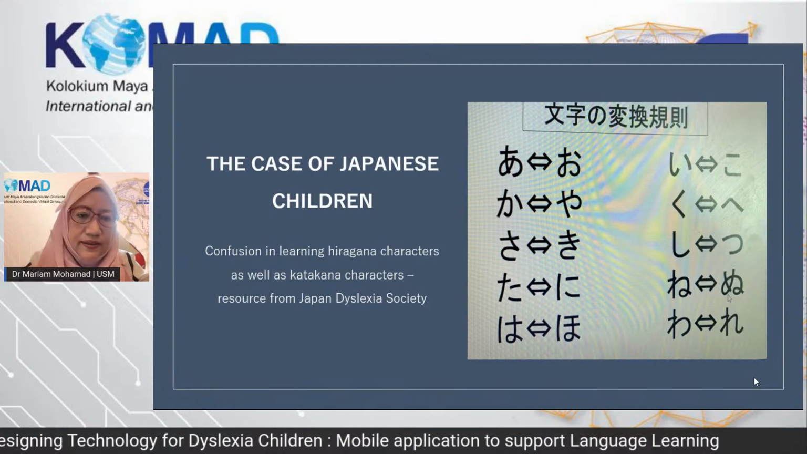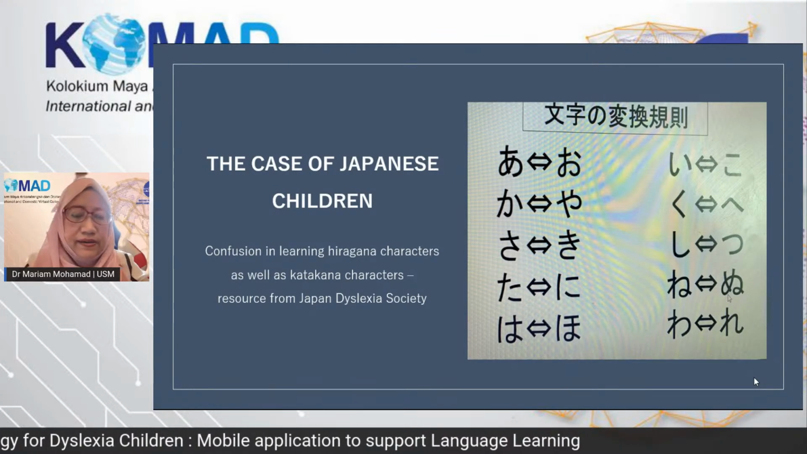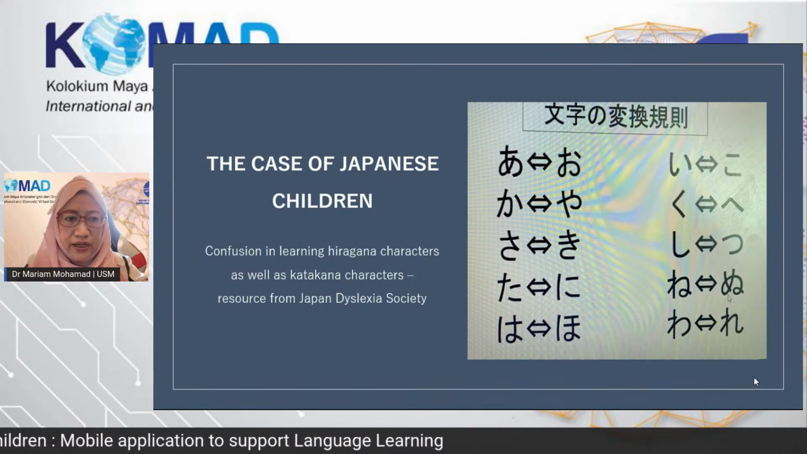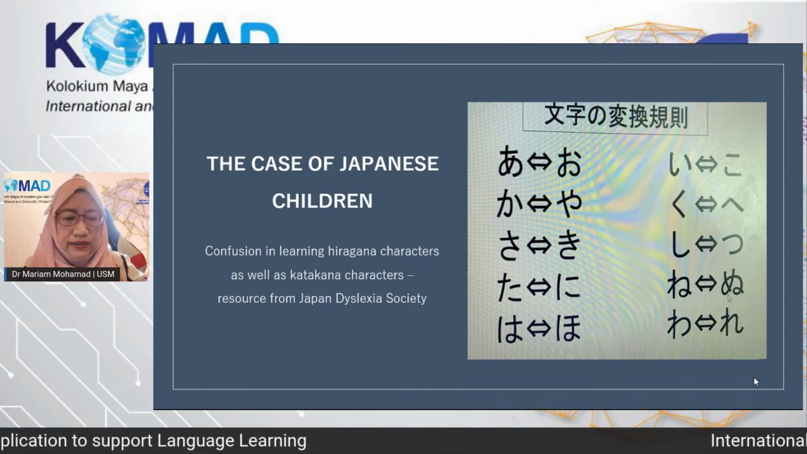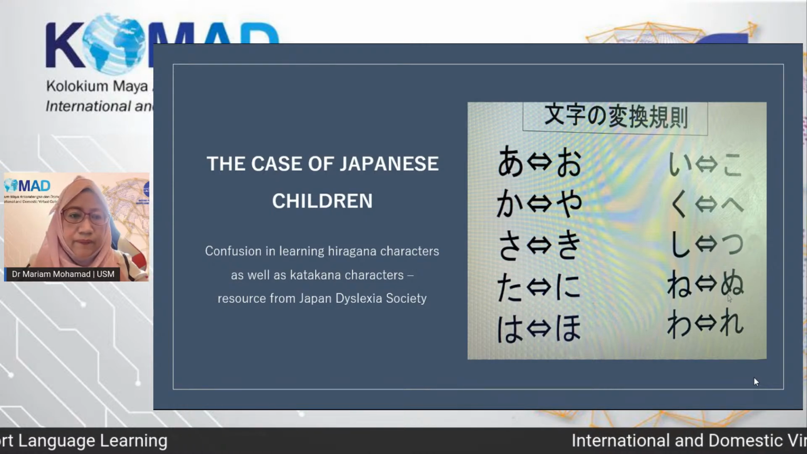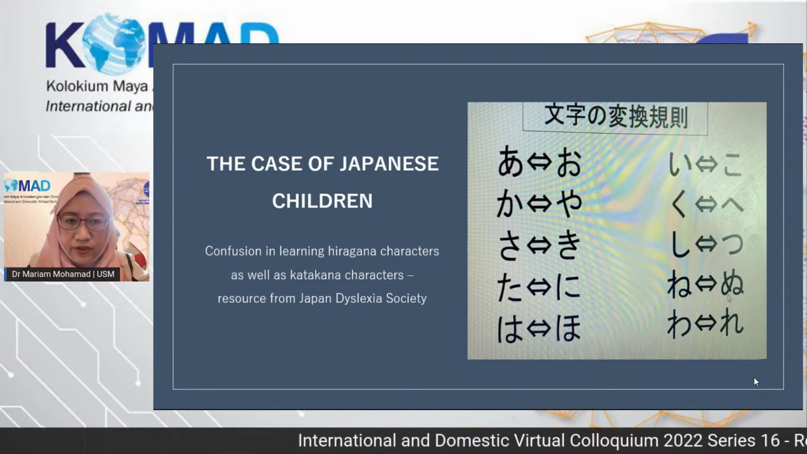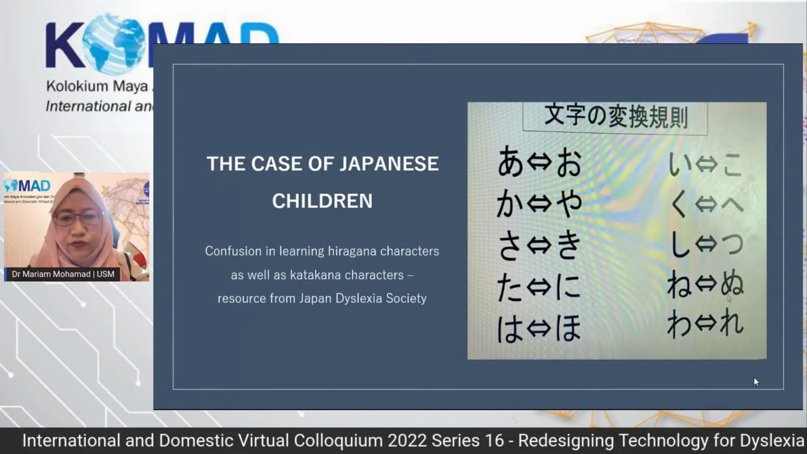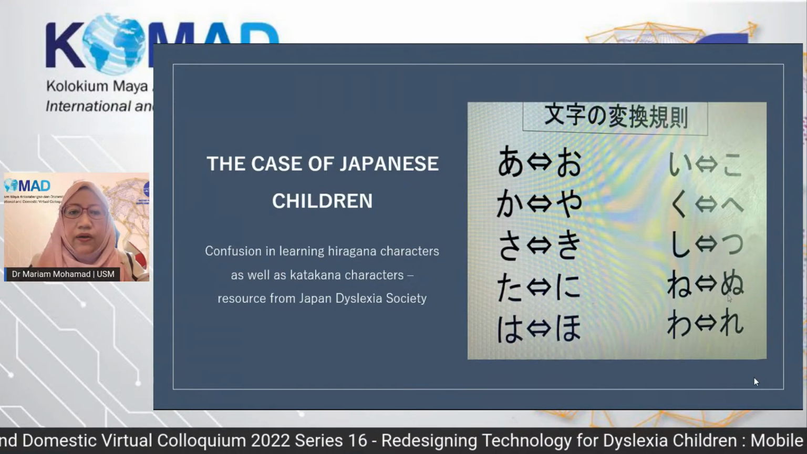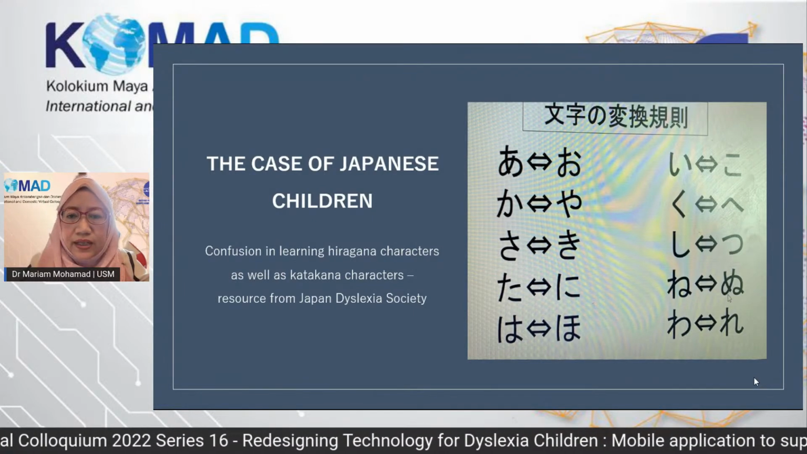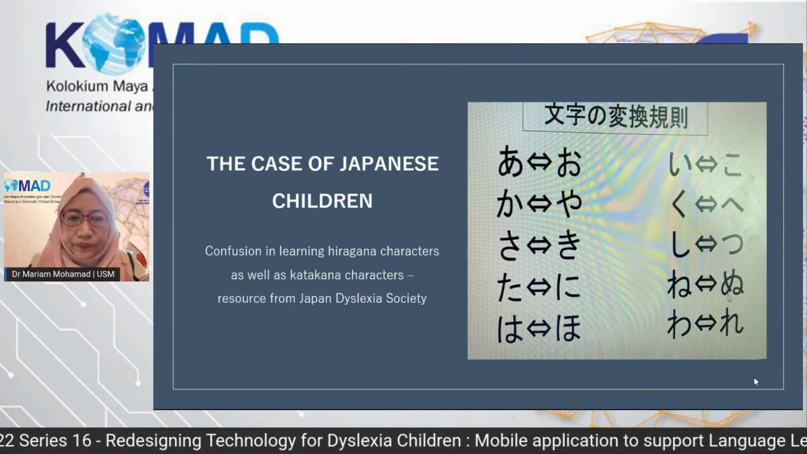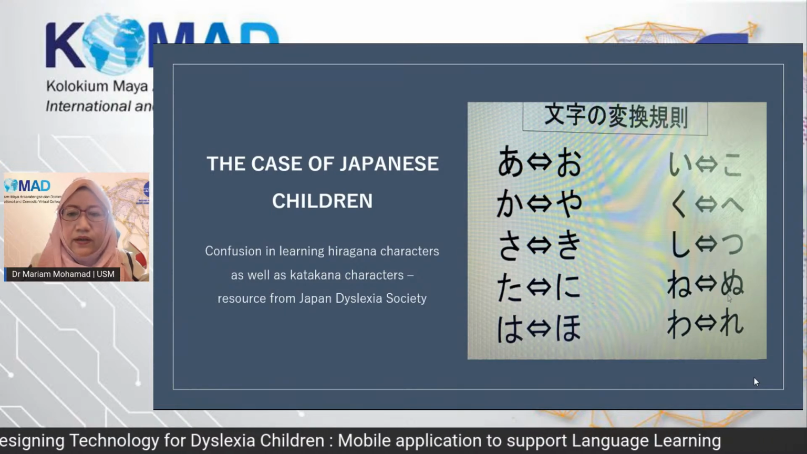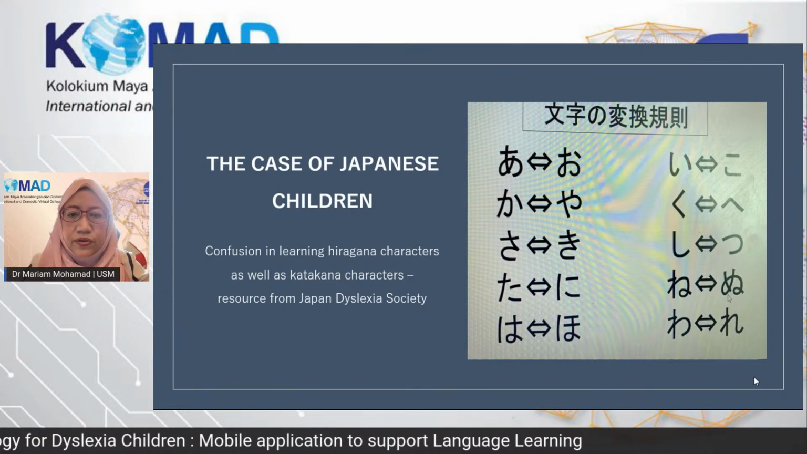And kanji is the character set that originated from China, so it looks similar, but sometimes the pronunciation is different. Japanese people pronounce kanji characters differently from Chinese people. So these are some of the characters that Japanese children usually confuse.